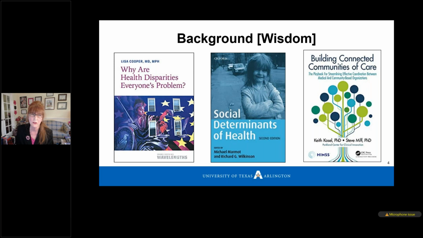Speaking of wisdom, there are a few sources that I believe touch on wisdom in this arena. One is Dr. Cooper from the Johns Hopkins University. She wrote the book, Why Are Health Disparities Everyone's Problems? Okay, it's not just they and we and them. It is everyone. And she gave a great description of what it looks like, but also more importantly, how to train healthcare providers and others to address it. So that's in her book as well.